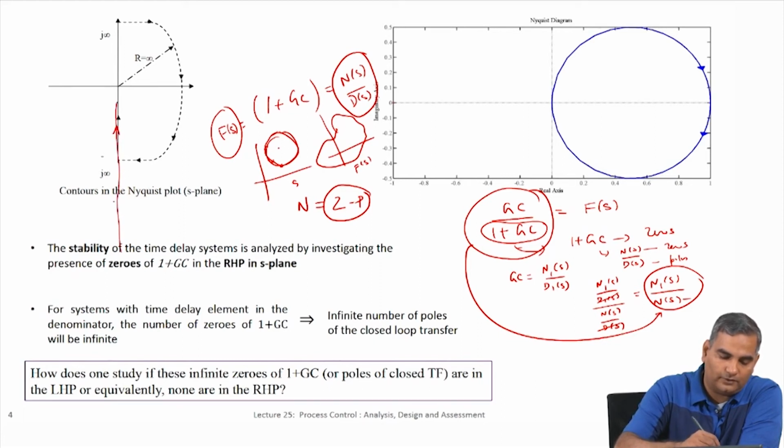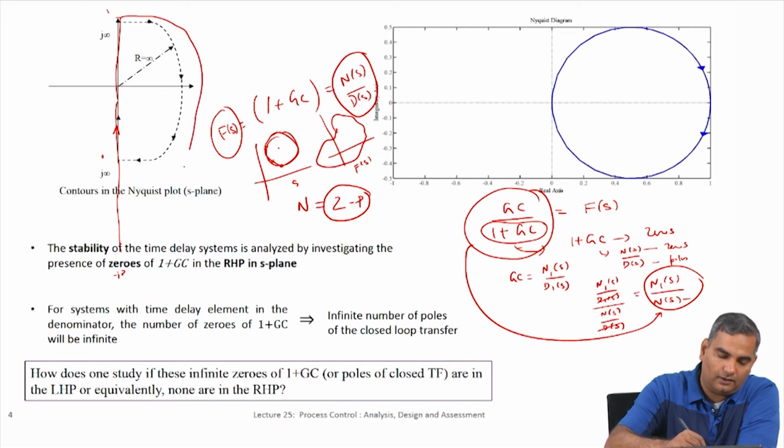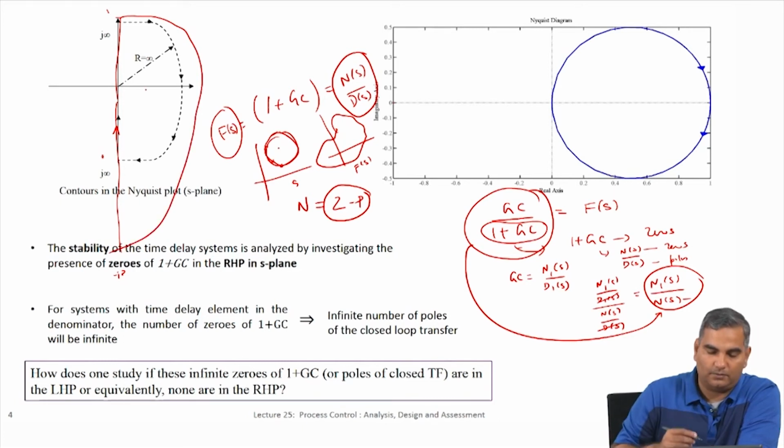Okay, this is in the clockwise direction. So this is minus j infinity somewhere here. And you keep going in the clockwise direction up to j infinity, and then you take a big arc around here and come back here. So this is what is plotted here.